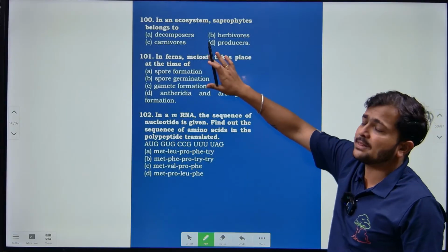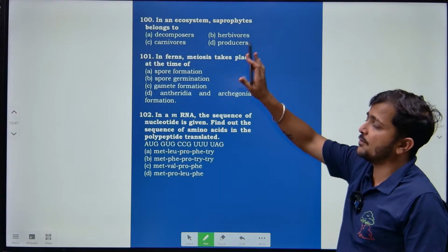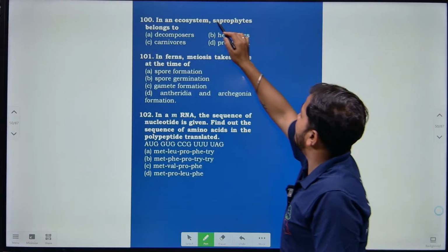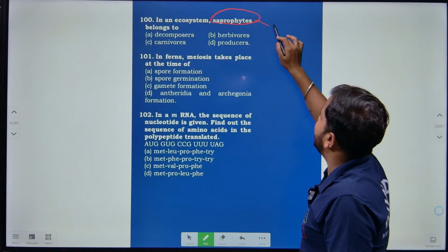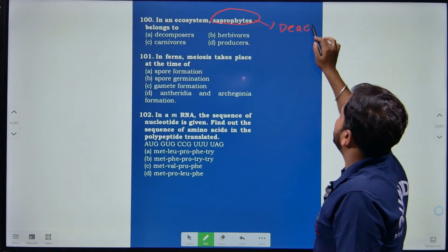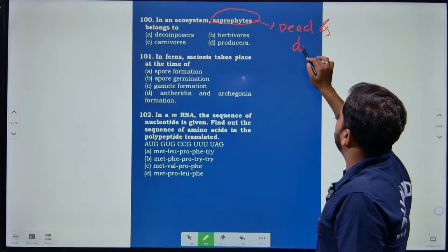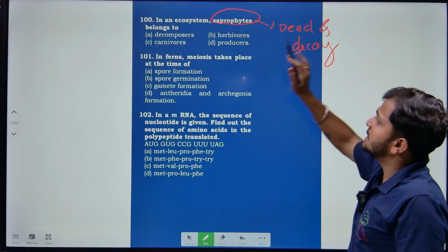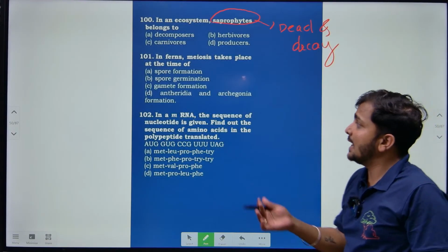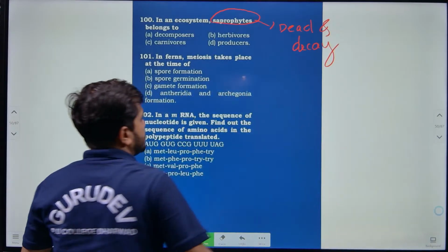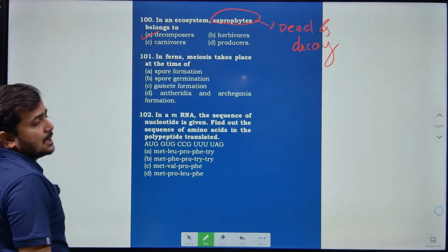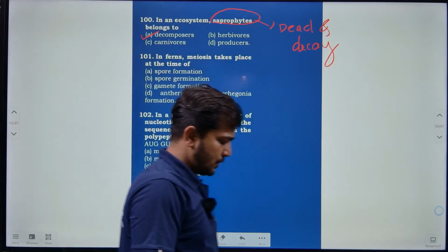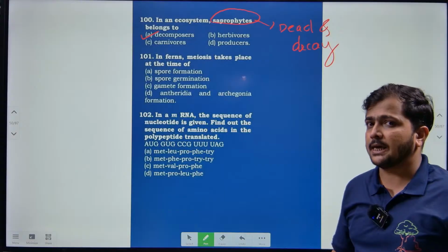If you consider an ecosystem, what is actually a saprophyte here? These actually survive on dead and decaying matter. So for them we call them saprophytes. Then definitely they are going to carry out the decomposition procedure, so we call them decomposers. They are known to be the decomposers here, right?